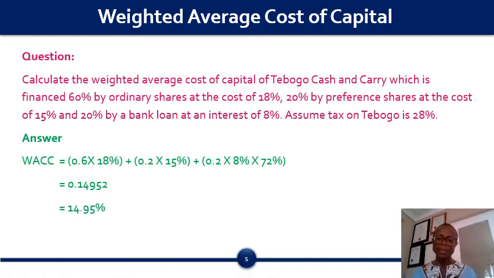So what did we say today? We said all businesses pay tax. So when we are doing the weighted average cost of capital, we have to reduce the interest expense with the tax the business is going to pay.